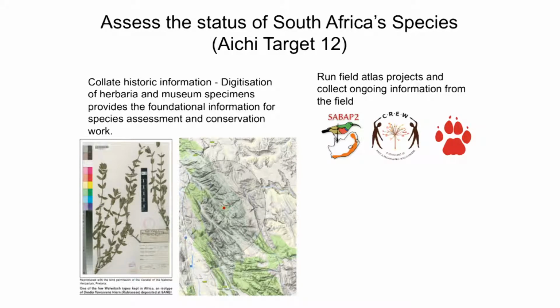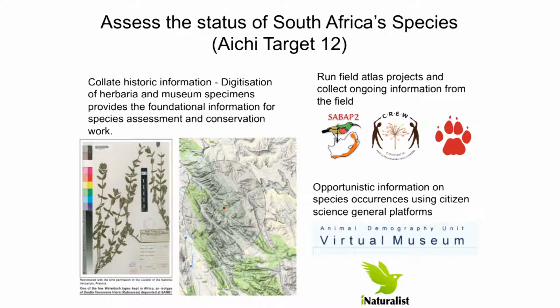And here I showcase 3 different long-term monitoring programs. The SABAP is a bird atlasing project, which is now in its 2nd phase, run by the ADU at UCT. The CREW programs run by SANBI with support from Mapula Trust and the Botanical Society. And then EWT has their amphibian project. We are also quite opportunistic in looking at information that's coming out of our virtual museum and iNat. So all of this is now citizen science products.